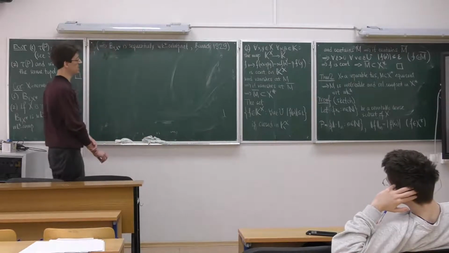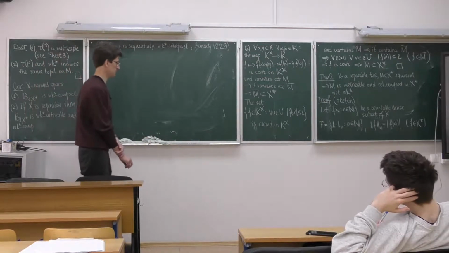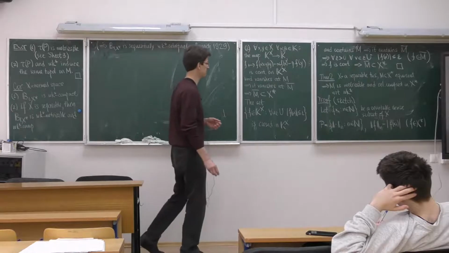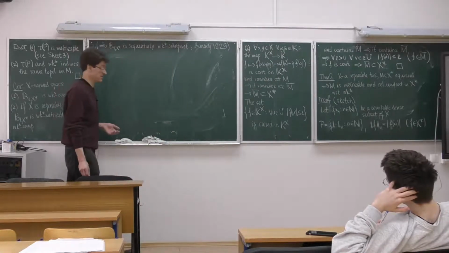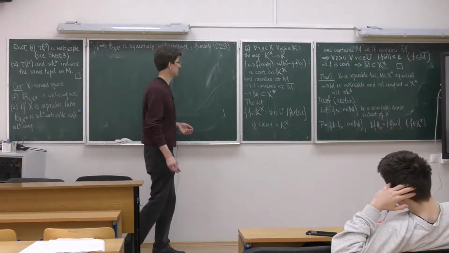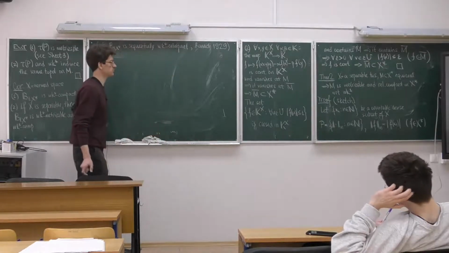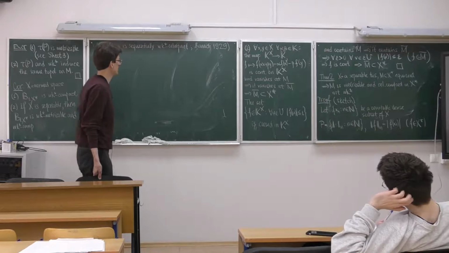And the proof given by Banach was different. It used some kind of diagonal process. And this is not surprising because Tychonoff's theorem was not available in 1929. It was proved only in the 1930s.